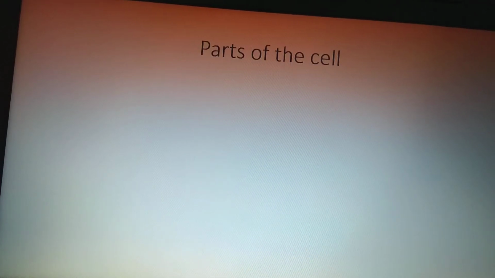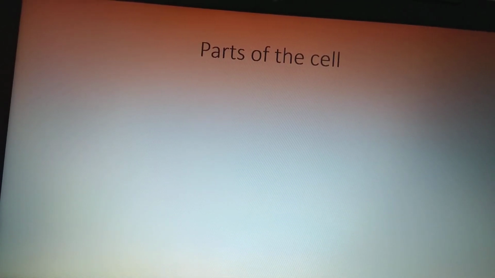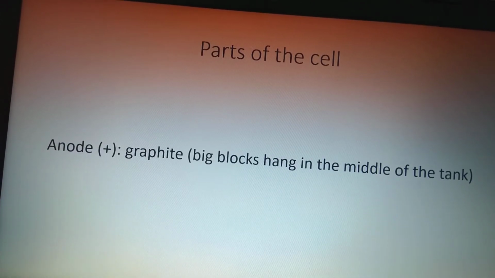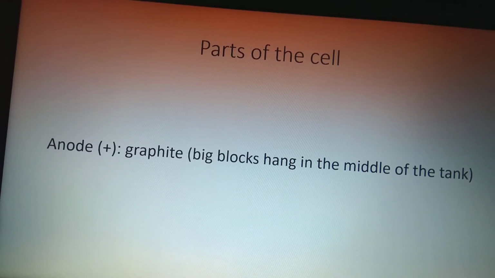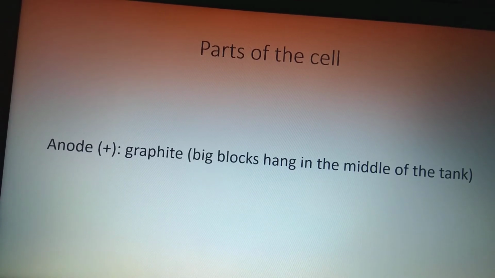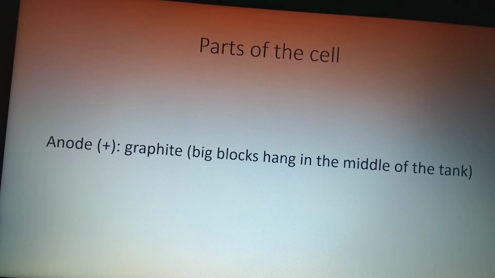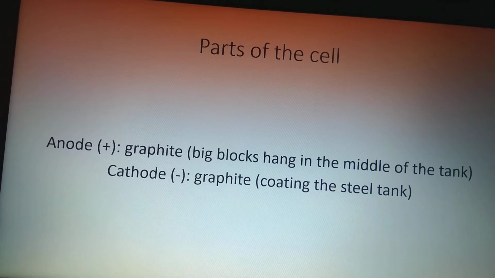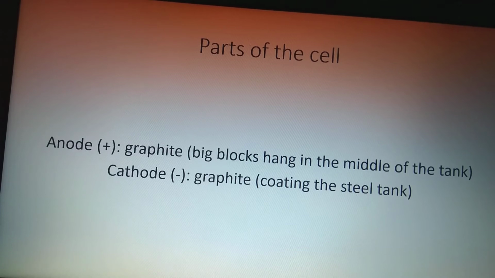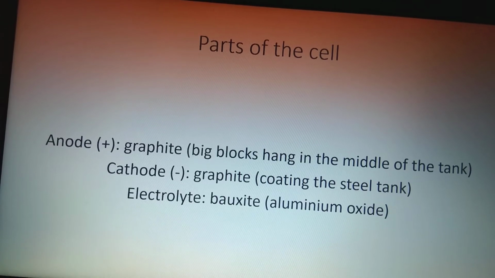As in any other cell for electrolysis, there should be an anode, a cathode, and an electrolyte. In this case, both the anode and the cathode are graphite, but with different shapes. The anode, the positive electrode, is big blocks of graphite that are hanging in the middle of the tank. The cathode, the negative electrode, is the graphite coating of the steel tank. So we have a steel tank coated with graphite from the inside. The electrolyte is the bauxite, which is the aluminum oxide.